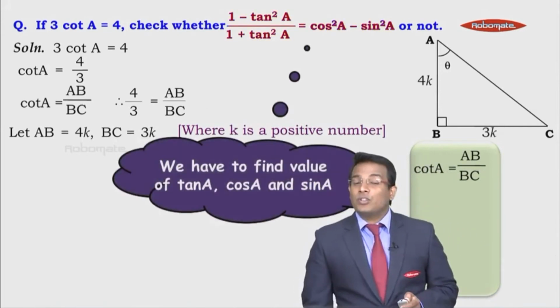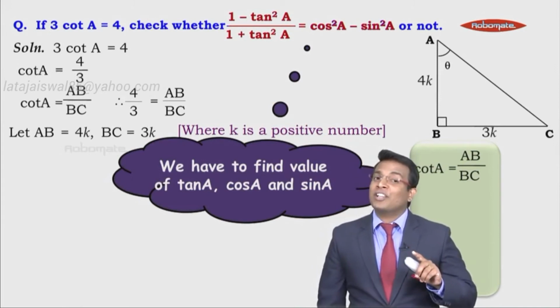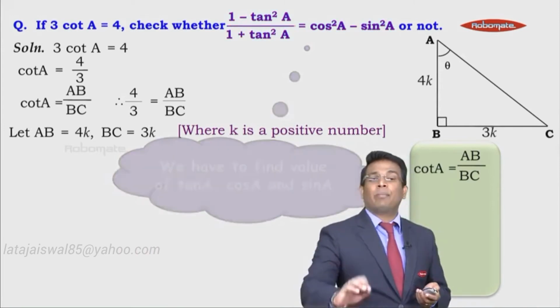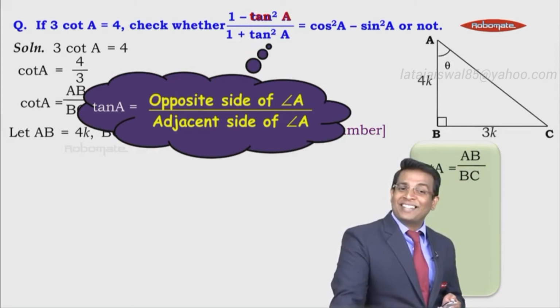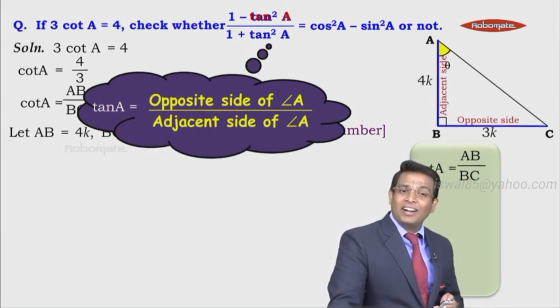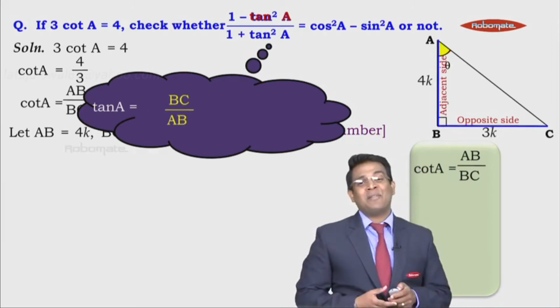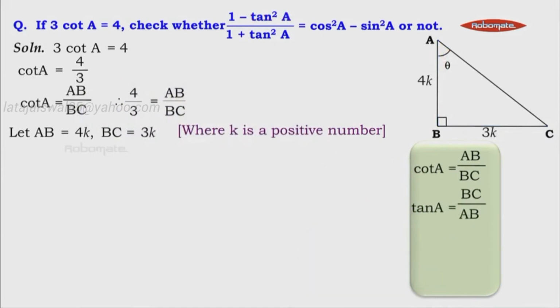So now the question is, what do we want? In the question, we want the value of tan A, cos A and sin A. Then only we'll be able to verify it. So let's find out one by one. So first of all, what is tan A? It is opposite side upon adjacent side. Opposite side of angle A is nothing but, right, it is BC. So we'll get it as BC upon AB, right? So tan of A is known to us as BC upon AB.